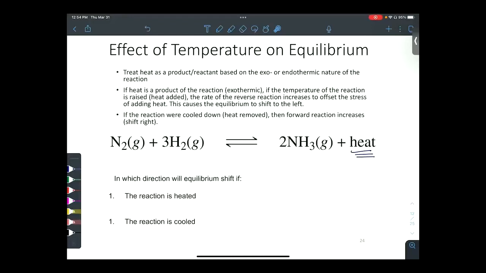So we have to use our intuition and think about, is this an exothermic reaction or endothermic reaction? Is heat a product or is it a reactant? And then whether a question says, are we adding heat, are we increasing the temperature of the reaction or decreasing the temperature of the reaction, treat it like we would any other substance, and we can predict the direction it goes. So if we heat the reaction or we increase the temperature, the reaction will go to the left, right? Left. So I got it wrong before.